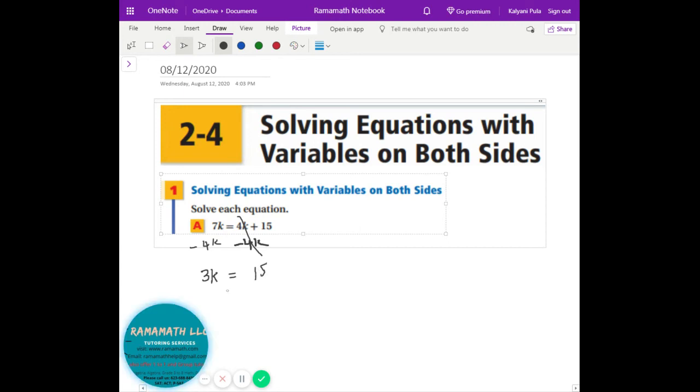Now 3k is 15, and then follow the same steps. 3k means 3 times k. It's a multiplication. What's the inverse of multiplication? Division. Yeah, that's it. We're going to divide both sides, so you're going to end up with k is 5. That's it. Even though they look scary, once you get used to it and follow the simple techniques, it makes it so much easier and faster to get to the answer.